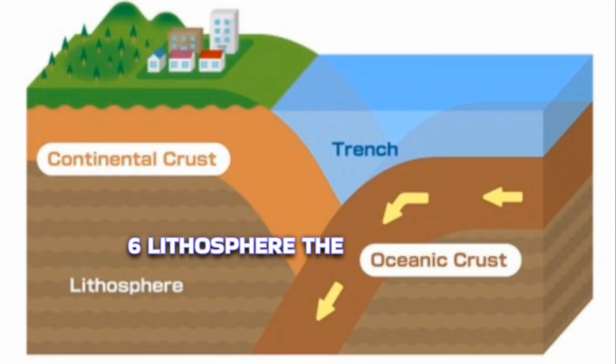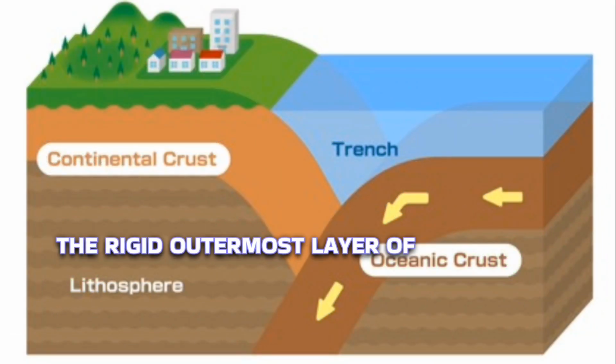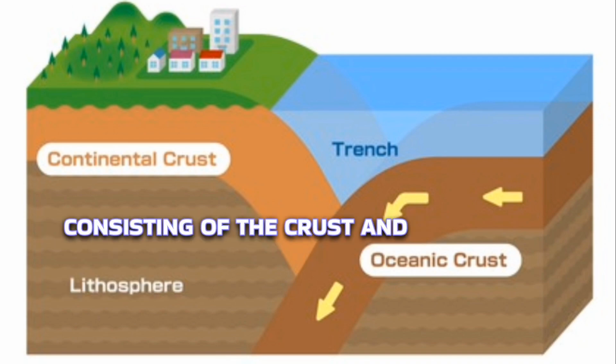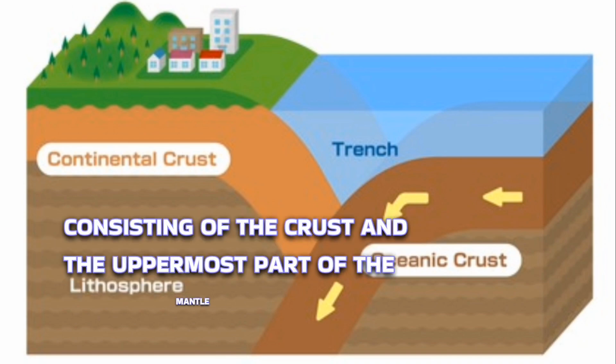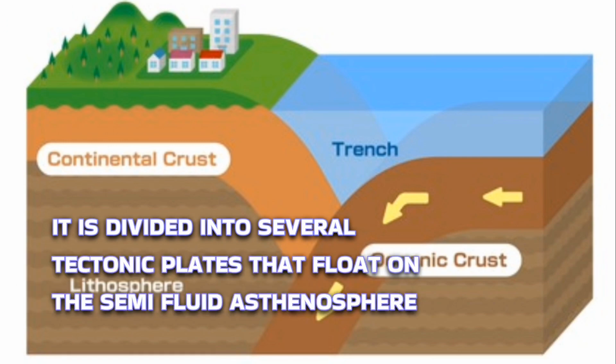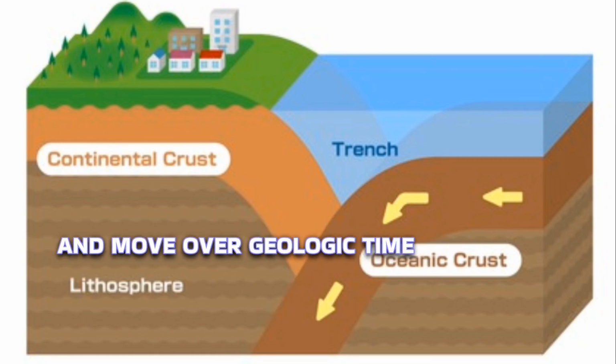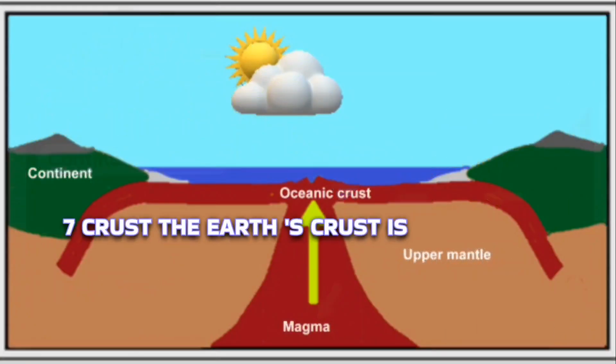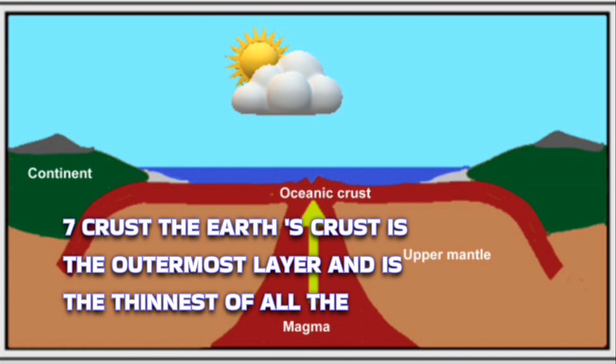6. Lithosphere. The lithosphere is the rigid outermost layer of the Earth, consisting of the crust and the uppermost part of the mantle. It is divided into several tectonic plates that float on the semi-fluid asthenosphere and move over geologic time due to plate tectonics. 7. Crust. The Earth's crust is the outermost layer and is the thinnest of all the layers.